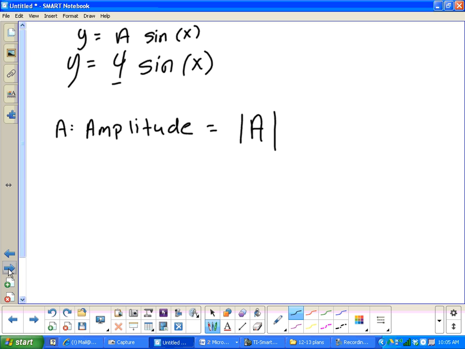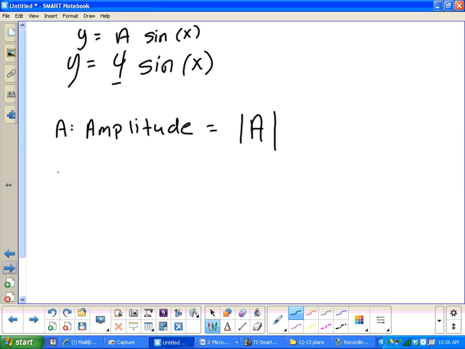Okay? The negative doesn't change. What the negative does is change the graph like we said earlier. Like sine here starts at the origin and goes up. If that was a -4, it would start at the origin and go down. That's the only thing the negative would change. The negative doesn't really change the amplitude.